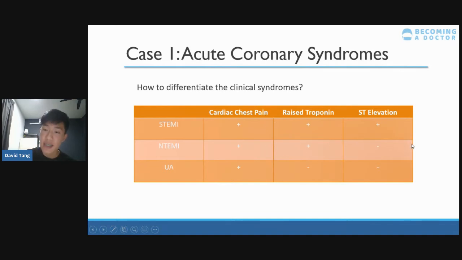Non-STEMI is the namesake, it doesn't have ST changes. And unstable angina differs from myocardial infarction in that it doesn't have any marker of raised troponin. And why is this significant? Because troponin is basically a cardiac enzyme, and it is only released in an event of myocardial necrosis. So when a patient has raised troponin, it's actually an ischemic event leading to tissue necrosis.